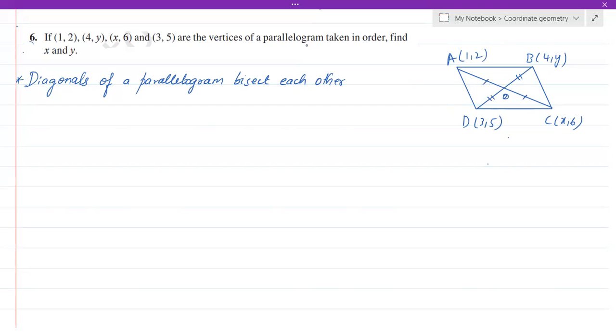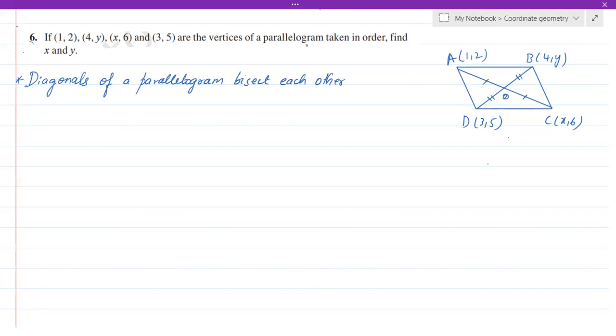Which means O is acting as midpoint for AC. It is also acting as midpoint for BD, isn't it? Because OB equals OD implies O is midpoint. Similarly, OA is equal to OC, which implies O is midpoint. So let's find the coordinates of O. Okay, O is acting as midpoint. So let's find the coordinates of O.